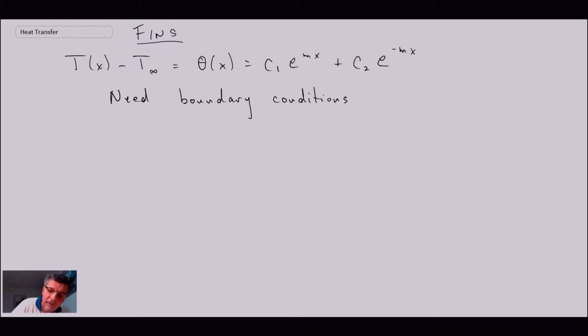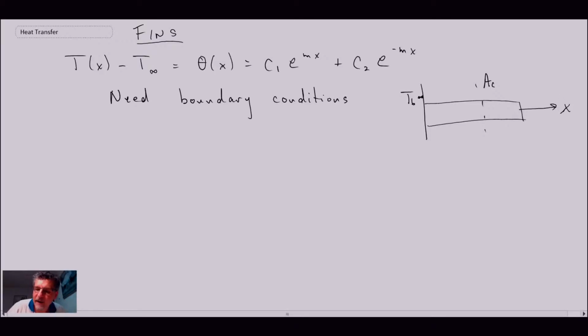And just to refresh your memory, we had this as being the base temperature of the fin that we were looking at. And we made a bit of a simplifying assumption. We assumed that the cross-sectional area of the fin did not change with x, and so we were dealing with what we call a fin that has no taper, or it has uniform area.